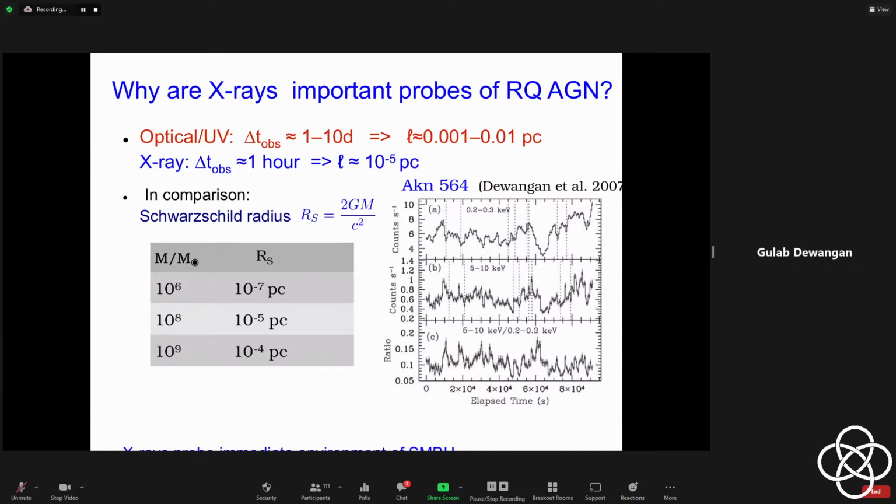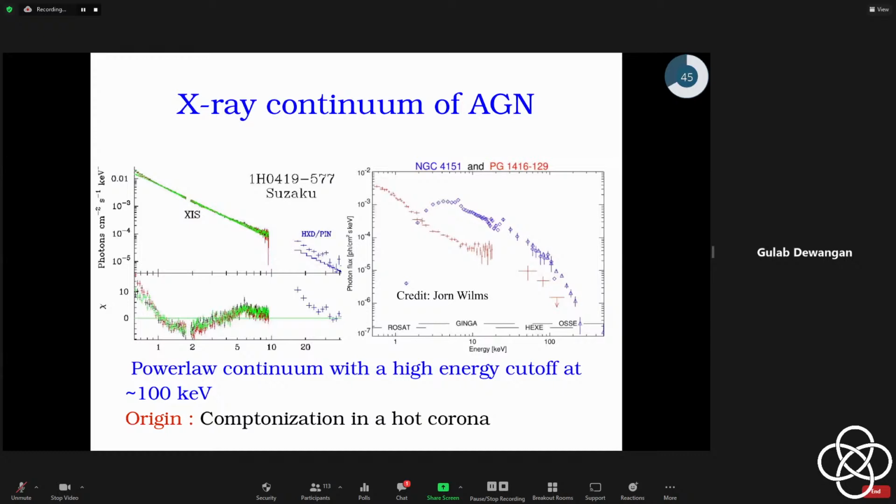And here is one example of an X-ray light curve, showing how the X-ray emission varies as a function of time. Here the x-axis is in seconds, and you see remarkable variability, sometimes by a factor of 2 in a very short time scale. So now we know that X-rays are important probes for the central engine. So how does the X-ray spectrum of AGN look?